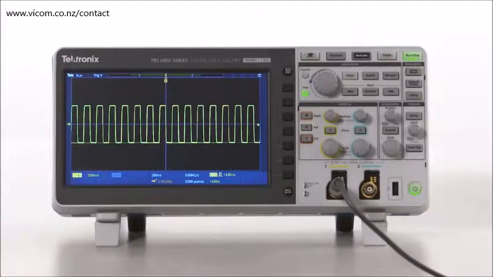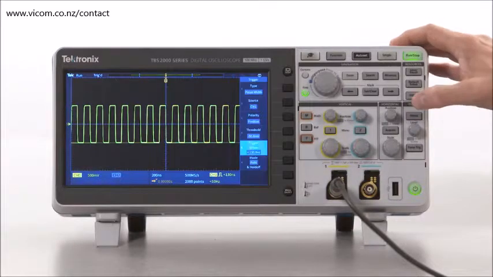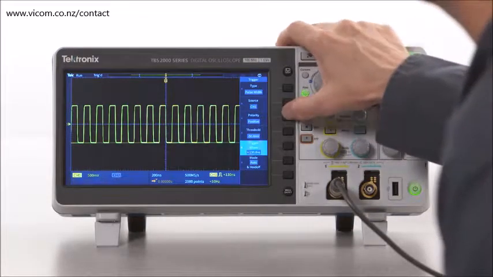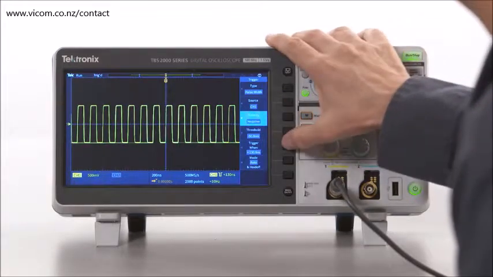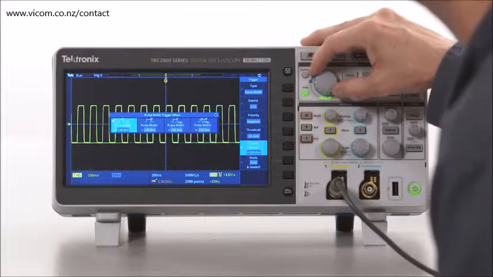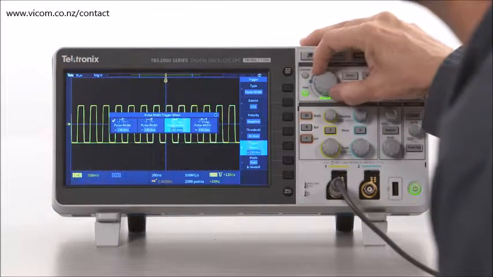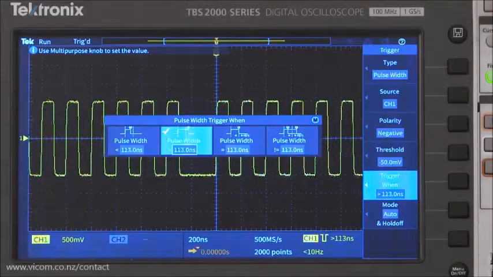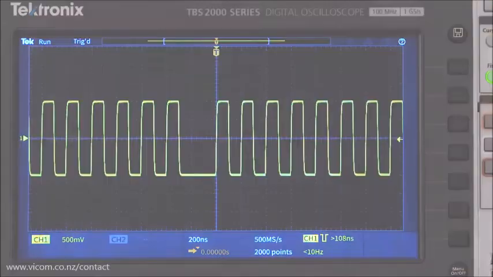Let's say you want to find a missing cycle in a clock signal. In this case, we want to trigger on the lack of a pulse. I'll set the polarity to negative and tell the scope to trigger when the negative pulse is greater than half the clock period. In this case, about 108 nanoseconds. The scope triggers right at the missing pulse.